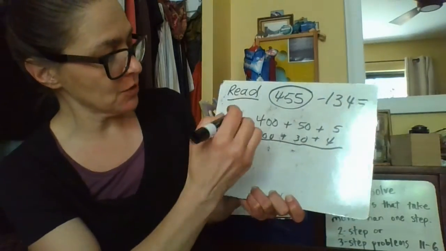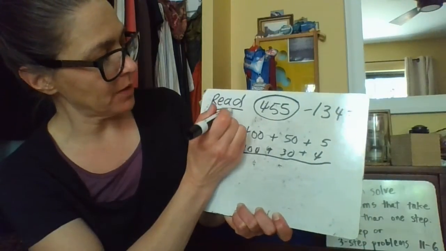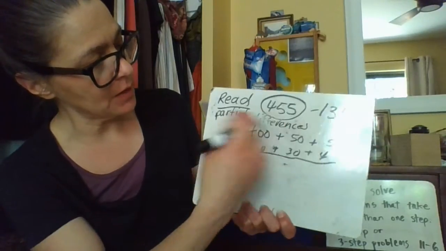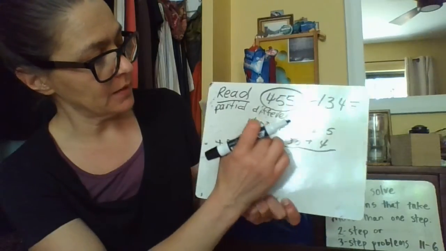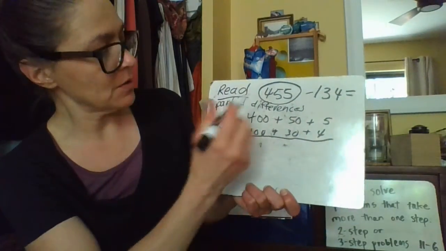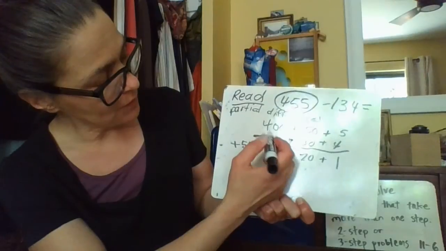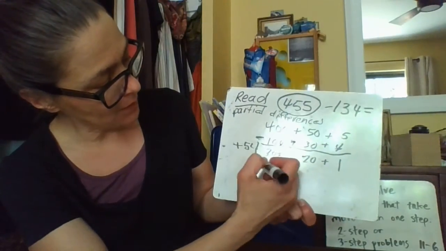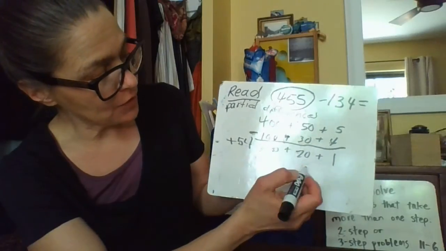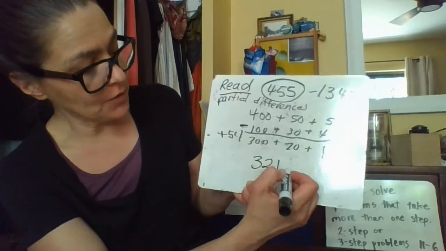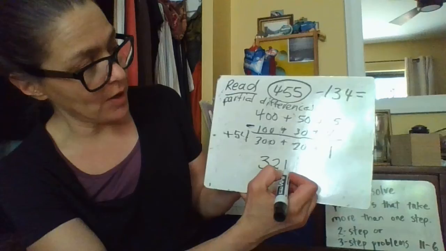I'm doing partial differences to solve the first part. Partial differences is like partial sums, where you expand it out into its place value, ones, tens, and hundreds. And then you do the function, which in this case is minus. So 5 minus 4 is 1. 50 minus... 1, 400 minus 100 is 300. Bring down the plus sign, and then you add them up, 321. So after she gives away 134, she has 321 left.